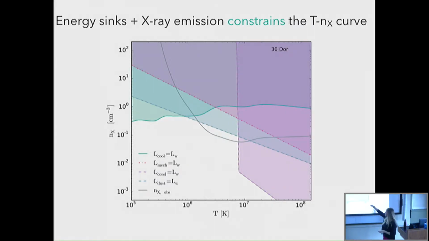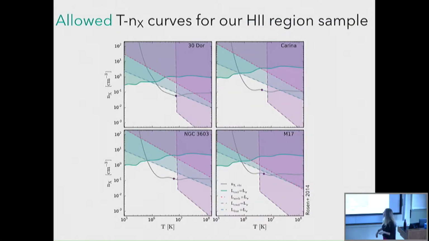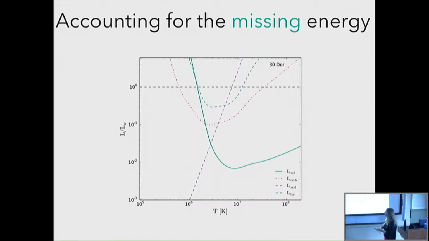Now, since we can constrain the number density, we no longer have to have this 2D plane. We can just constrain our analysis to the allowed number density from the X-ray emission. This is the same plot for the 4 H2 regions. The stars here just denote the spectral temperature inferred from the X-ray emission observed in these clusters.